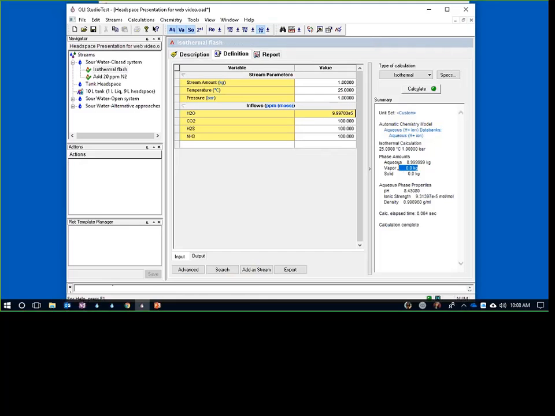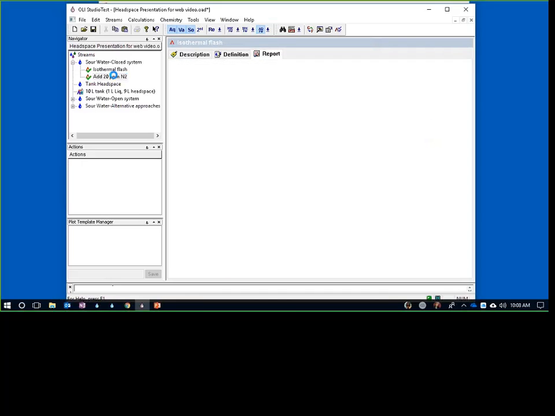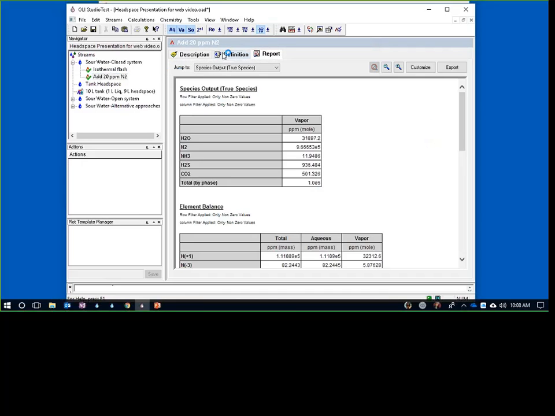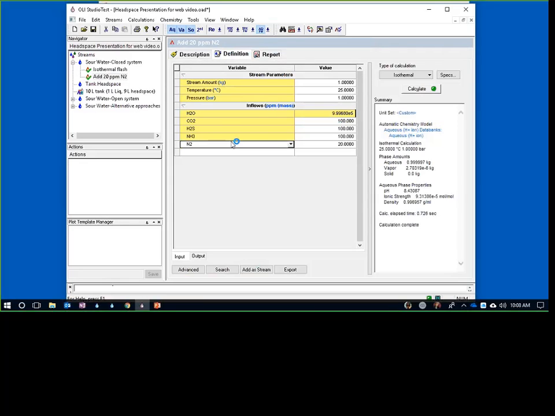Therefore, if I wanted to know what the headspace composition of the CO2, H2S, and ammonia were, I would have to somehow add a headspace or force a headspace to form. And the way you do that is straightforward. You essentially force a headspace by adding an inert gas.